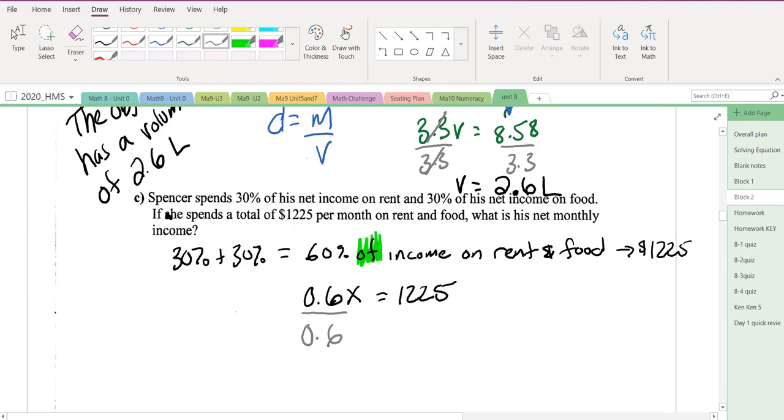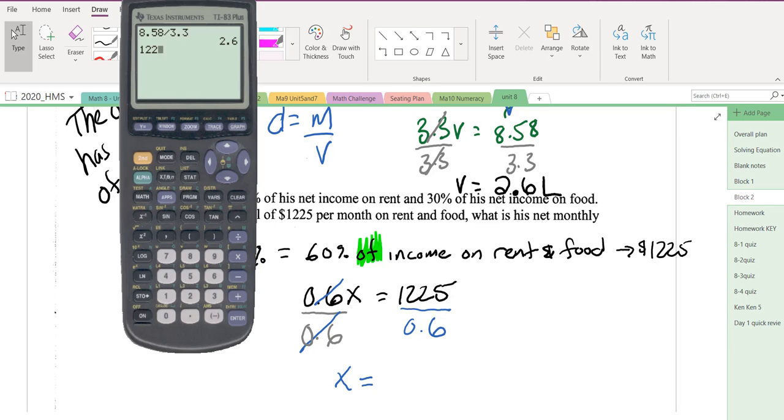Unfortunately, some of you were away on Friday, so you missed some of that, right? So we do the opposite because when we do the opposite, terms cancel out. And you're just left with the X. Now, this is an equation. To keep things in balance, whatever we do to one side, we have to do to the other. So if we divide by 0.6 on one side, we have to divide by 0.6 on the other side. Does that make sense? Okay. So then you pull out your calculator and you say 1,225 divided by 0.6.